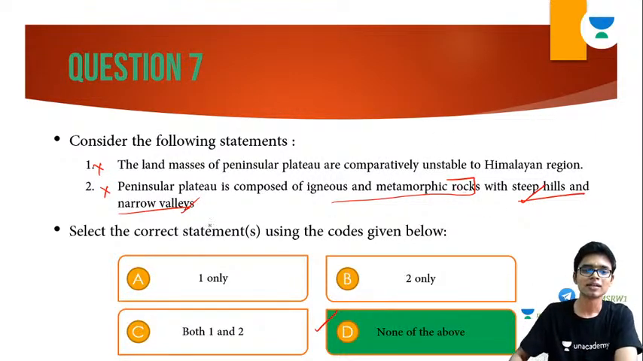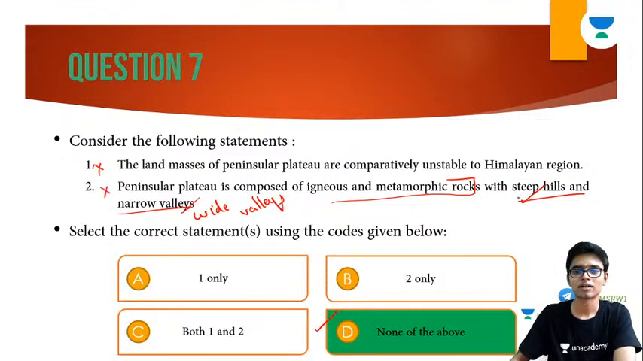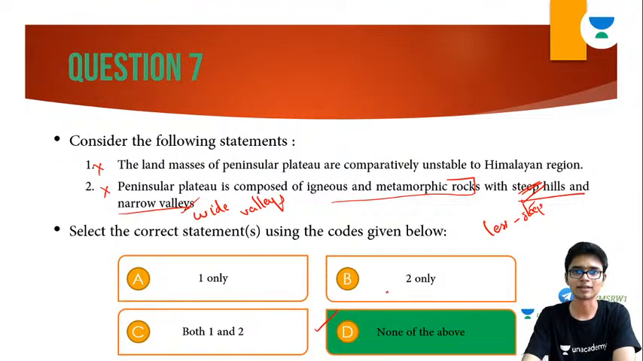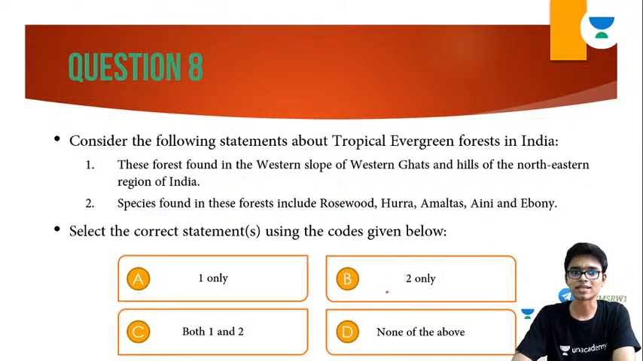We see wide valleys and steep, the word is wrong, okay, or let's go with less steep. Some steeps are there, but in general the hills are not steep at all, very gradual. Okay, both statements are incorrect. Answer is option B.